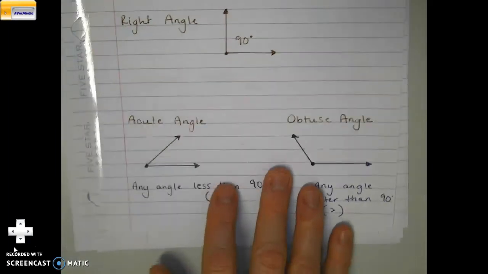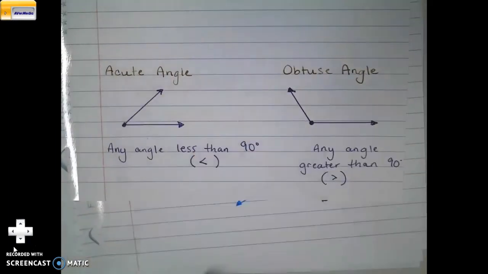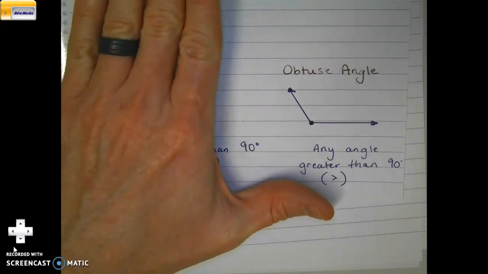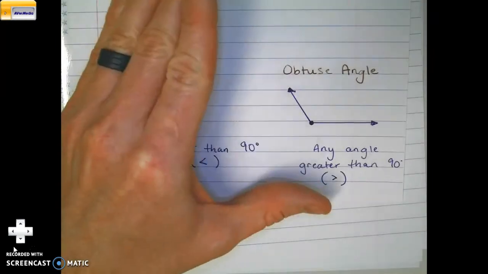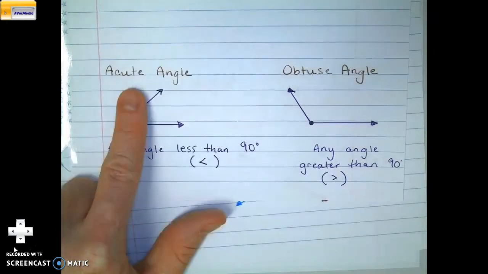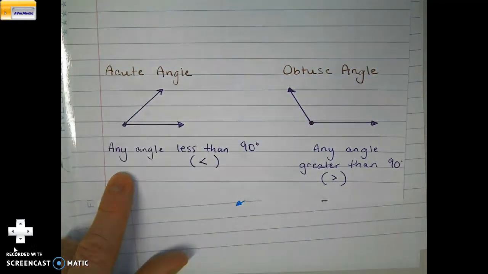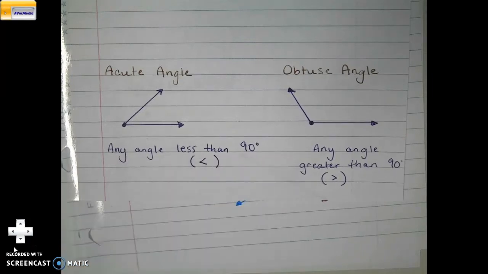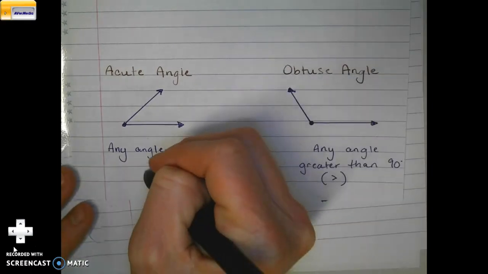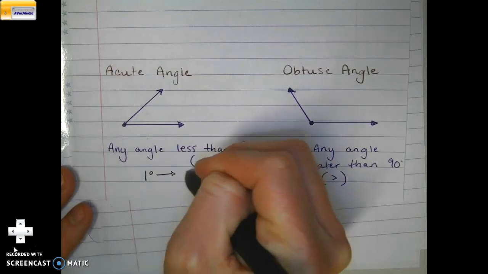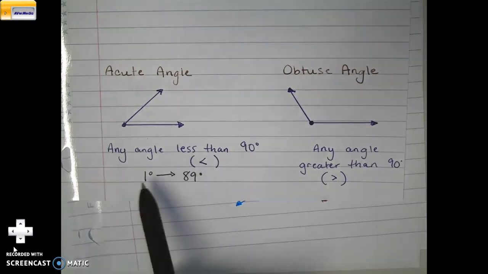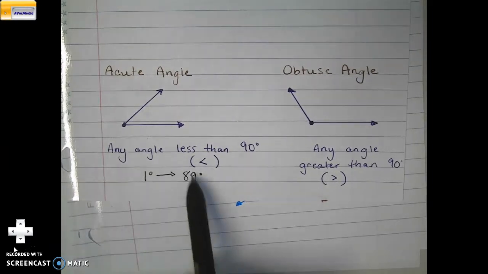And the last two, a simple review: acute angles and obtuse angles. If my hand is 90 degrees, anything smaller than 90 degrees is called an acute angle. I wrote down here in the description that it's any angle less than 90 degrees. Essentially that measures out to 1 degree to 89 degrees, because you can't have 0 degrees. 0 degrees is nothing.